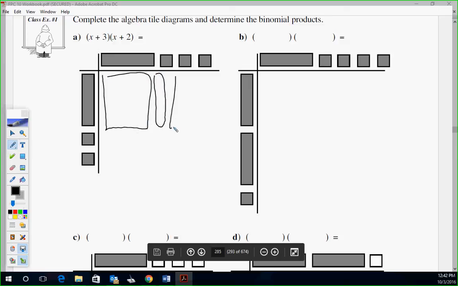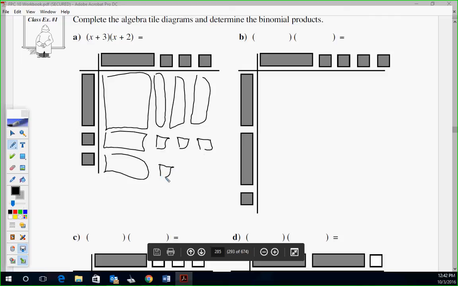We have an x, an x, an x, an x, an x. Then we have a 1, a 1. So you can see I have an x squared, 1x, 2x, 3x, 4x, 5x's, and 1, 2, 3, 4, 5, 6 units. x squared plus 5x plus 6. That is that polynomial.